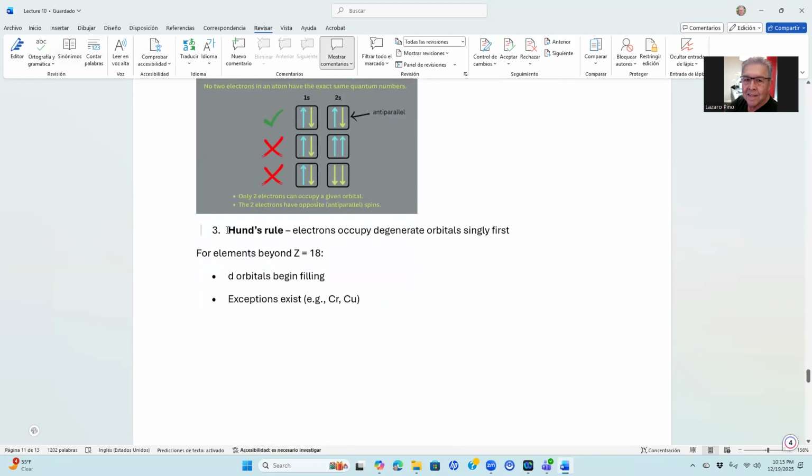Now let's go to Hund's rule. Hund's rule: electrons occupy degenerate orbitals singly first. For elements beyond Z equals 18, d orbitals begin filling. Exceptions exist, e.g., Cr, Cu.